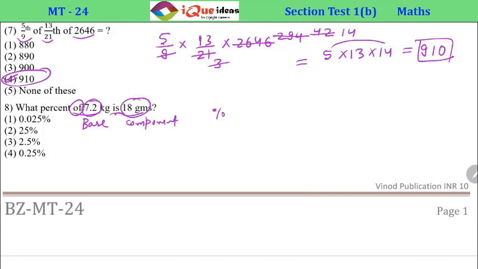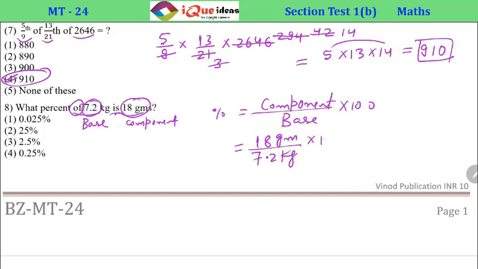The percentage is calculated simply as component divided by total, or the base, into 100. Here the component is 18 grams, right? And the base is 7.2 kilogram. Remember, for the calculation to happen, units should be same.